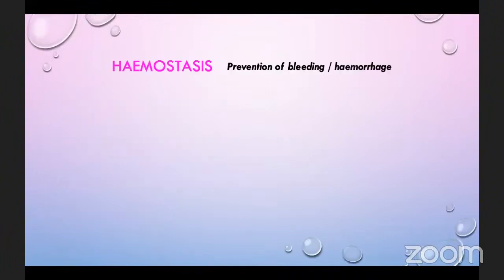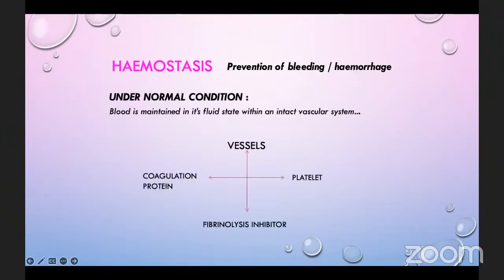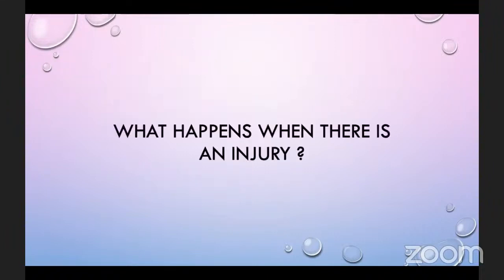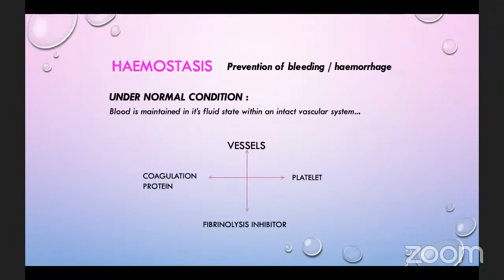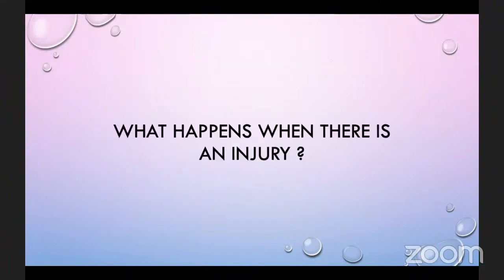So I think as hematologists, we really cannot emphasize more how important understanding hemostasis is, okay? And we do know that, essentially, this is a state of equilibrium, and under normal condition, the blood is maintained in its fluid state when there is an intact vascular system. So all these components in your blood vessels are at equilibrium. You have your coagulation proteins, your platelets, the vessel needs to be intact, and you also have fibrinolysis inhibitors that are present so that you keep the blood in a fluid state and at equilibrium.